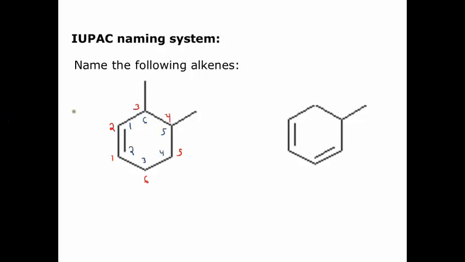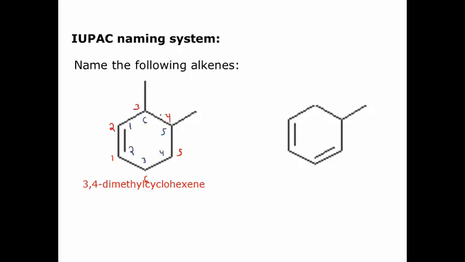And you can see that my two methyl branches, when numbering clockwise, begin at carbon 3 and 4. That's a lower numbering system. That's what I'll use. So this is 3,4-dimethyl cyclohexene. Now you'll notice in this case that the numbering of my double bond isn't included.